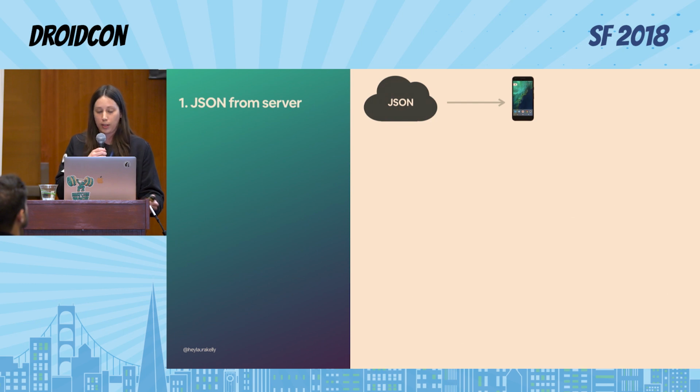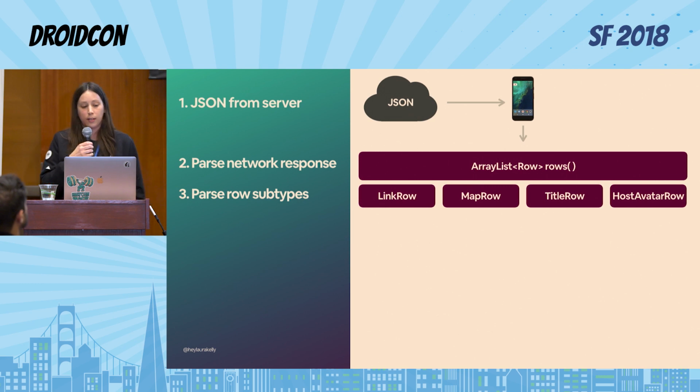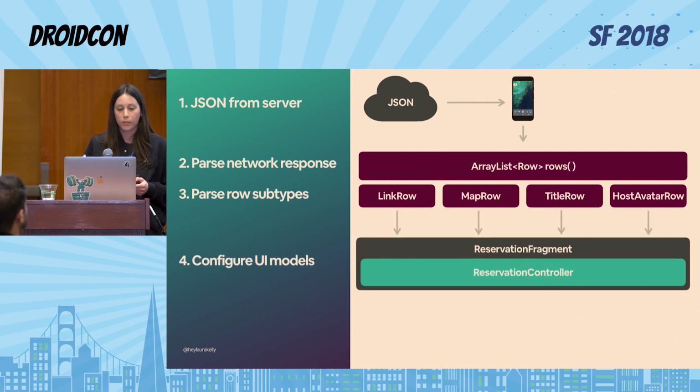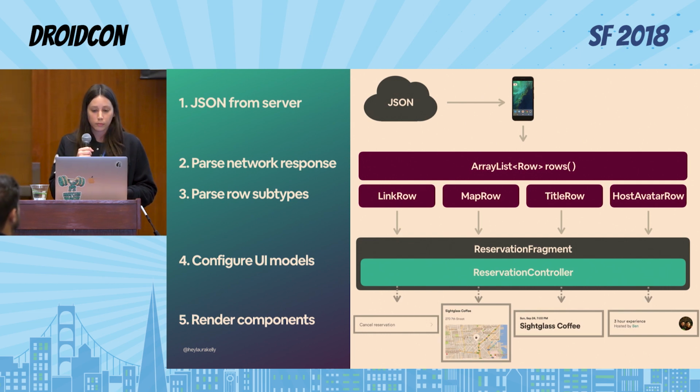The first step is the JSON blob is sent to the Android client. And then that JSON blob is turned into an array list of rows. The rows are our base class. Next, those instances of the base class rows are parsed into their subtypes. Once those data models are parsed into their subtypes, they're sent down to the fragment, where we have a UI controller that will map them to the correct component, and then they're rendered on the screen.